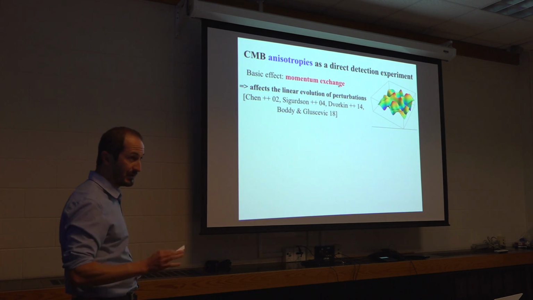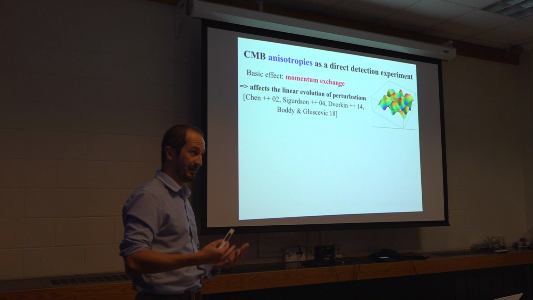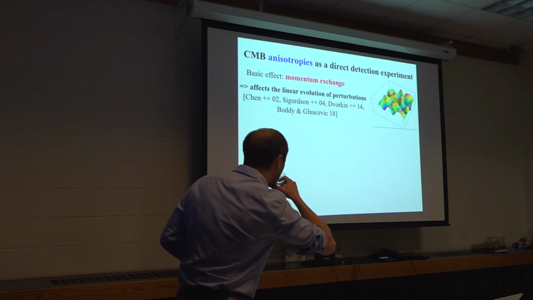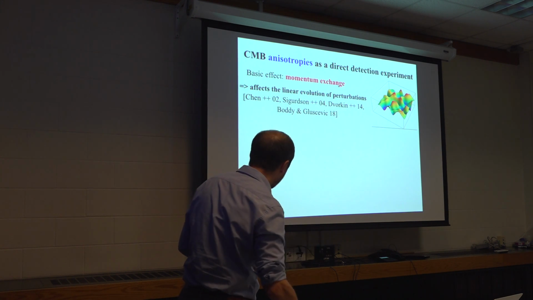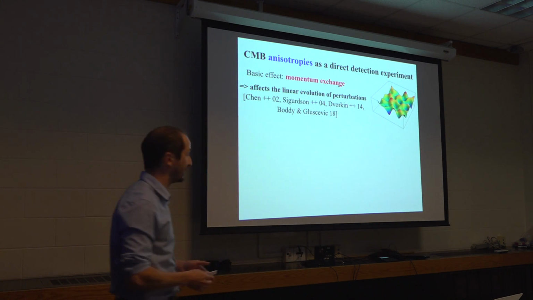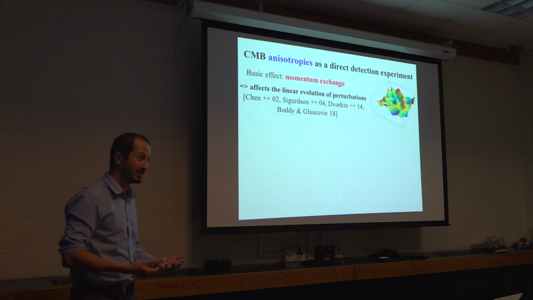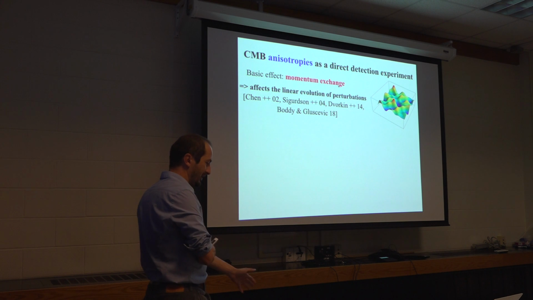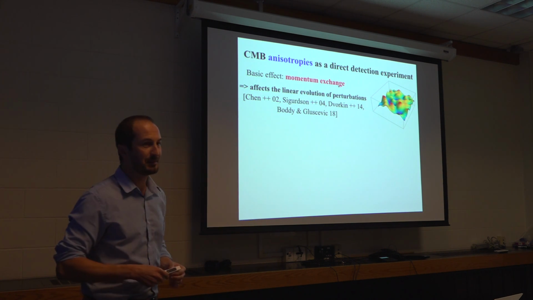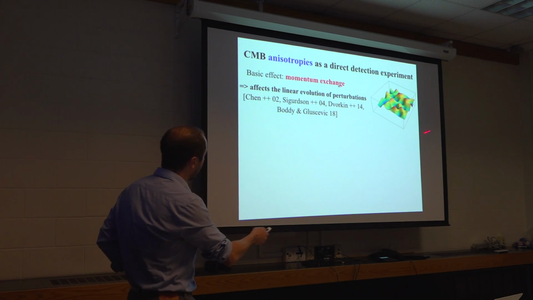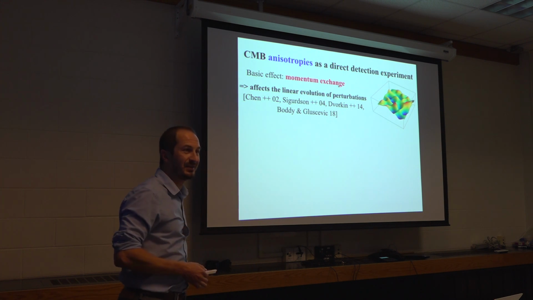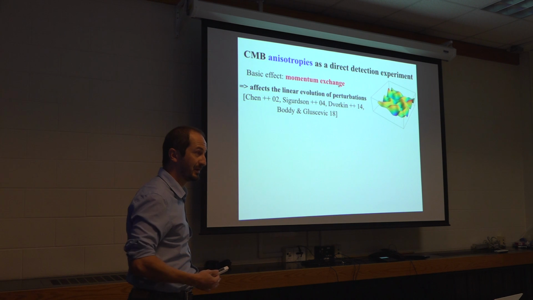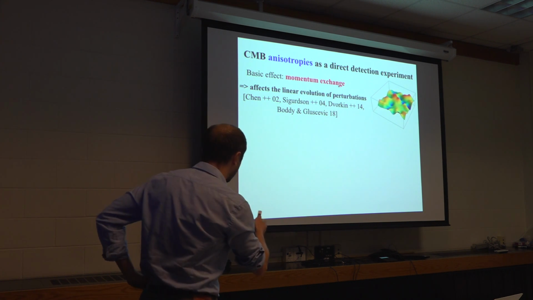Now CMB anisotropies can also act as a direct detection experiment. And the basic physical effect, instead of heat exchange, is momentum exchange. So again, if you have dark matter which elastically scatters with any member of the photon-baryon plasma, it will exchange momentum with it. And these oscillations of these sound waves in the early universe will be slightly affected by this exchange of momentum with this cold dark matter particle.